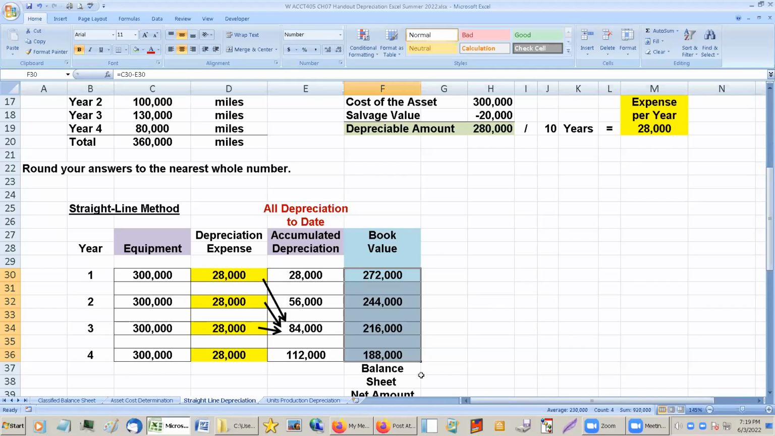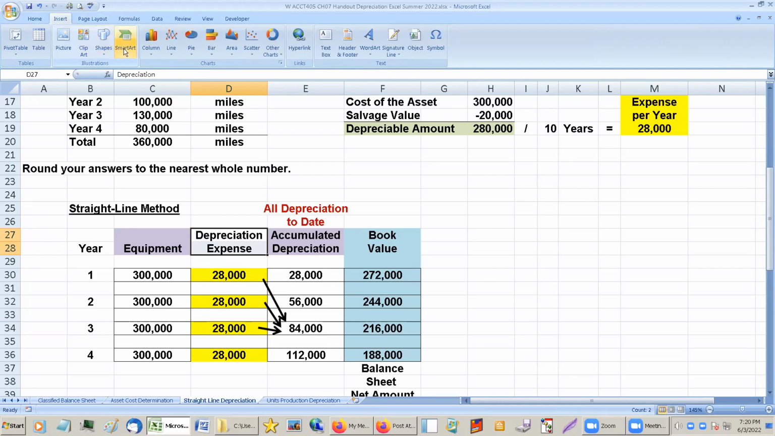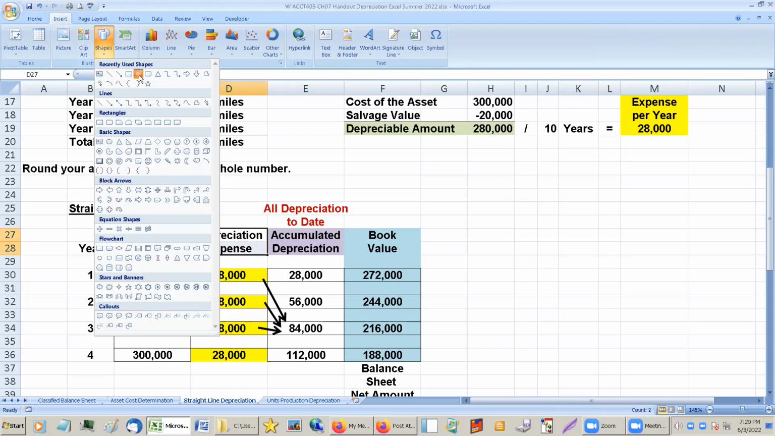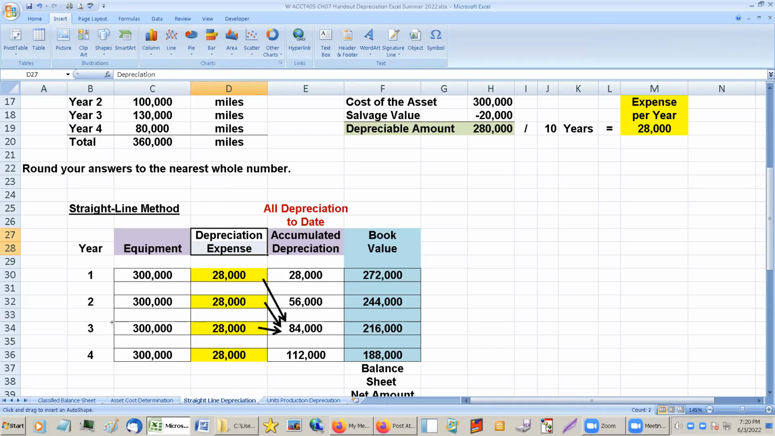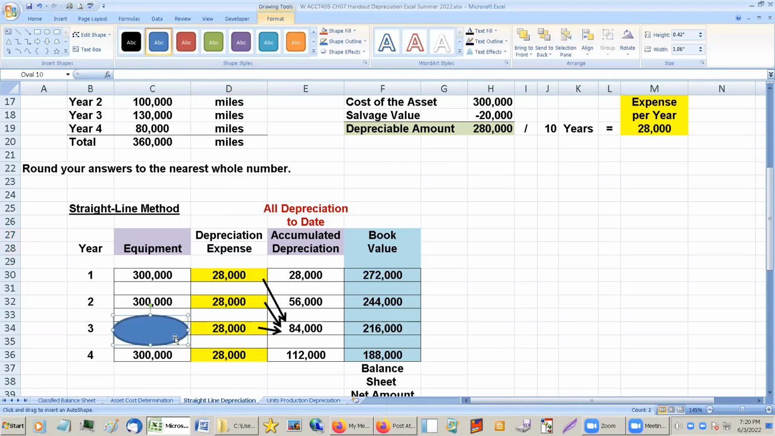Now, be careful on the tests because they might give you this information and then they can ask you for any of these things. What would be in the equipment account? What would be the depreciation expense in year 3? You know, they can ask any of these. For instance, in year 3, they can ask you what that would be.